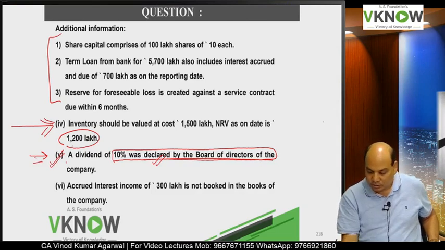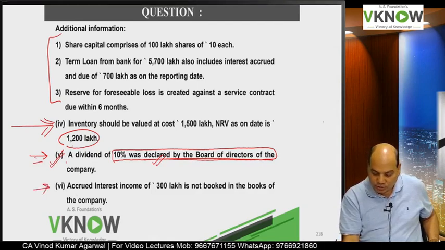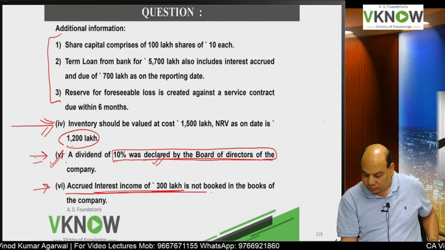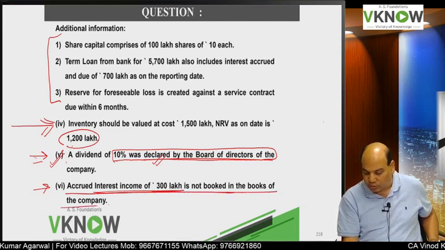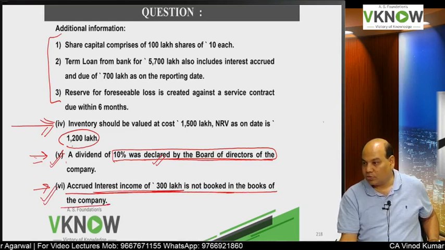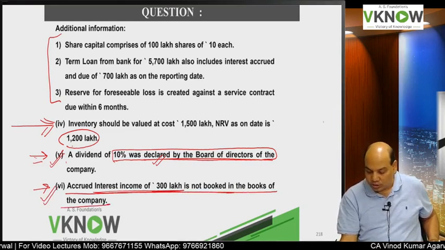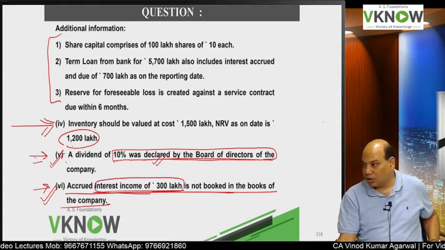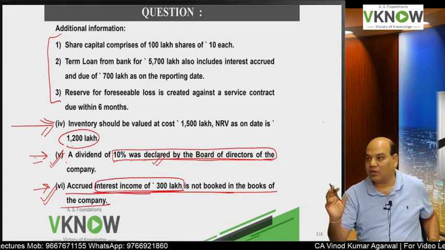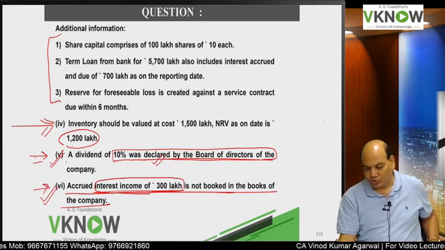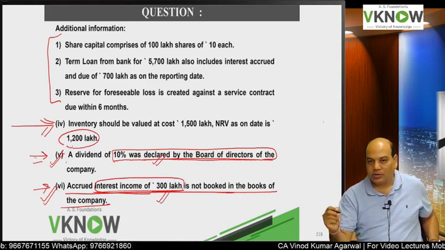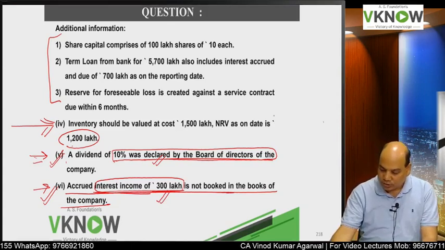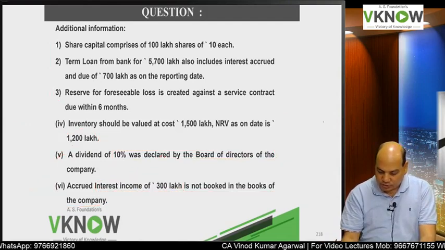dividend payable. And then one more new adjustment, this time accrued interest income of rupees 300 lakh is not booked in the books of account. So this will have to be recorded. Accrued interest income, one effect will be in P&L account, other income, one effect will be in financial asset, asset side, current asset, financial asset, other financial asset. So these are the three new points in the question.